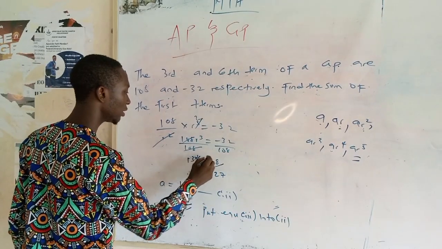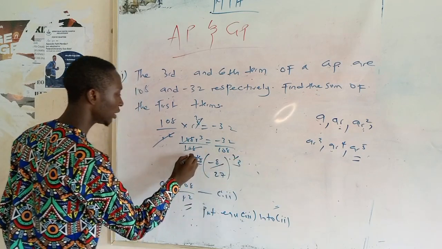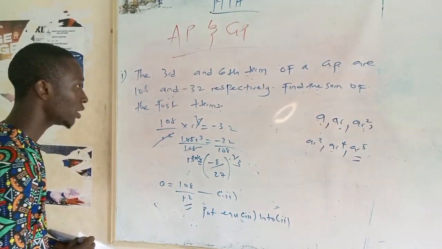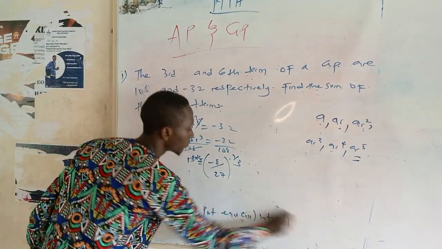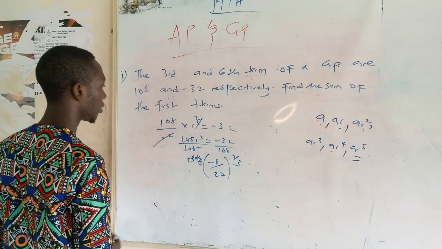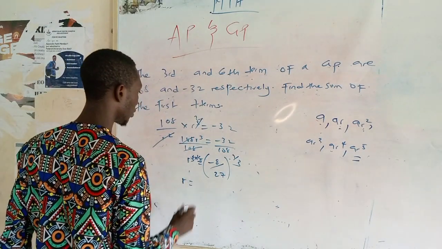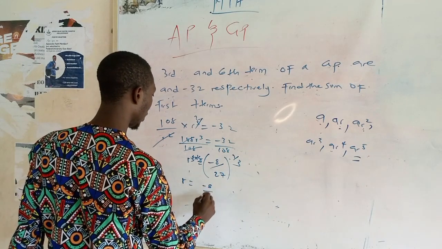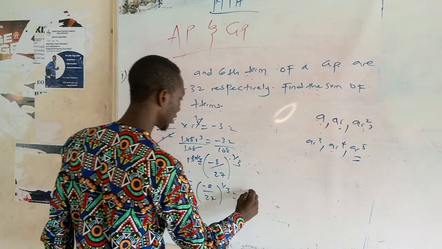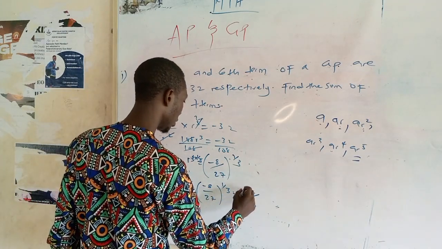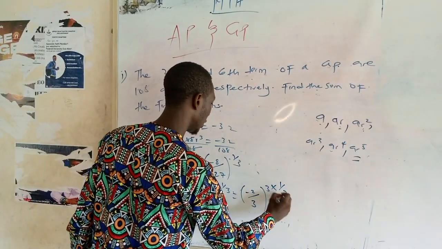Times 1 over 3, multiply everything by the inverse of the power, 1 over 3. So 3 cancels 3. R equals minus 8 over 27 to the power 1 over 3. Now recall, we can write this as minus 2 over 3, all raised to the power 3, and then times 1 over 3.